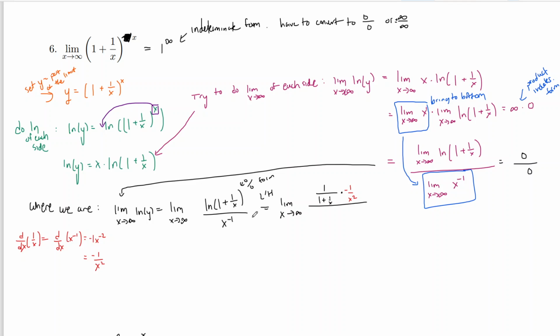Now, one thing you'll notice is that the derivative of x to the negative 1, when we do the derivative of the bottom, is the same exact thing. So we actually can just write it over negative 1 over x squared again. This one came from the chain rule, doing the derivative of the inside. This one came from the derivative of the bottom. But it just happens to be the same exact thing. The derivative of 1 plus 1 over x is negative 1 over x squared, and the derivative of x to the negative 1 is also negative 1 over x squared.